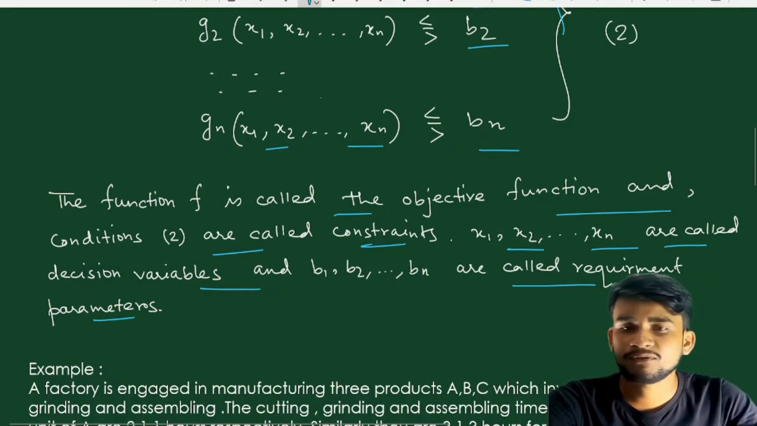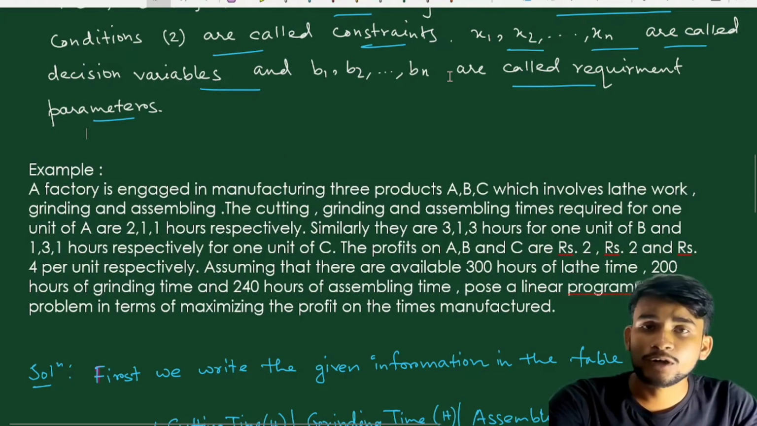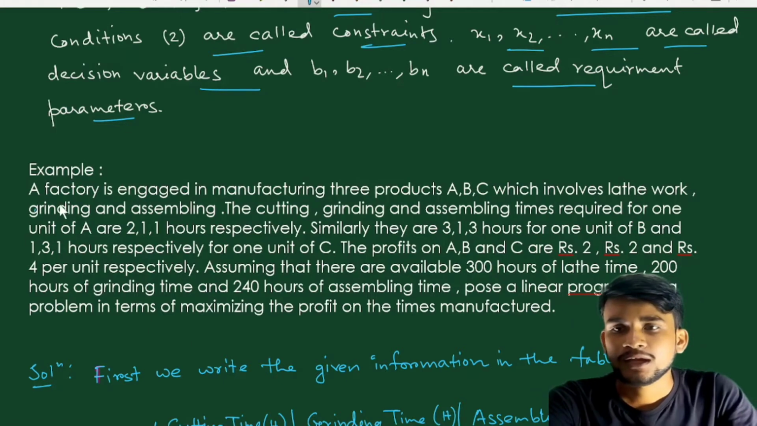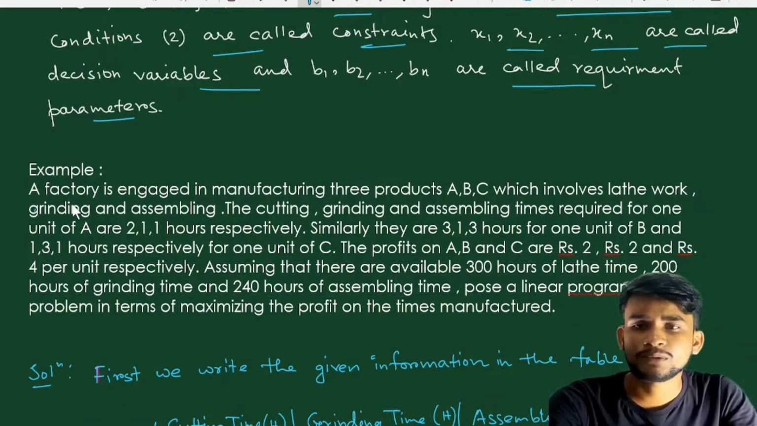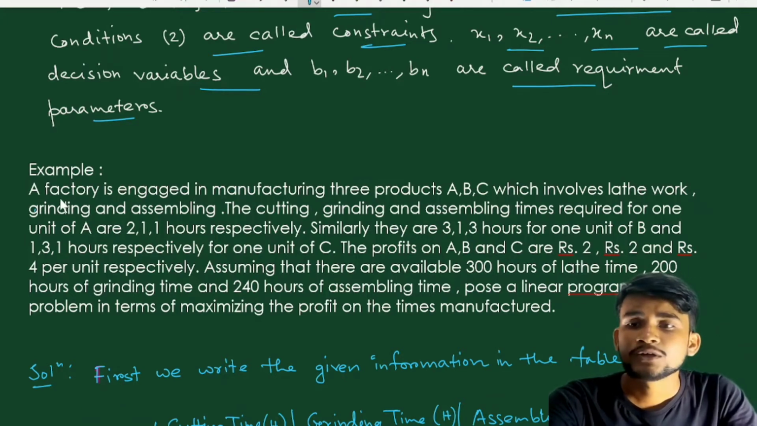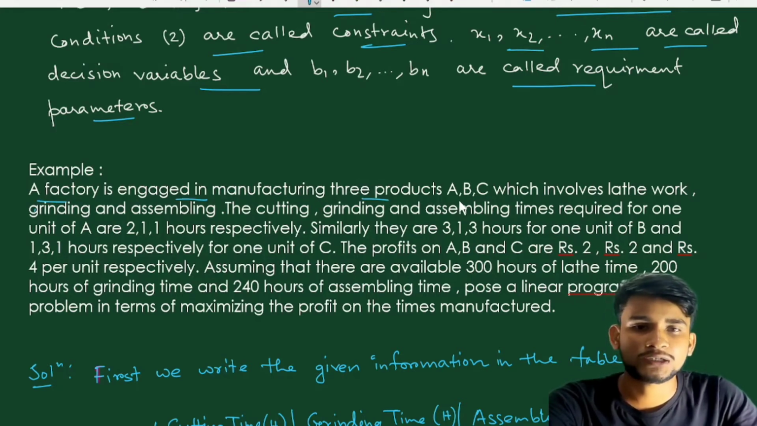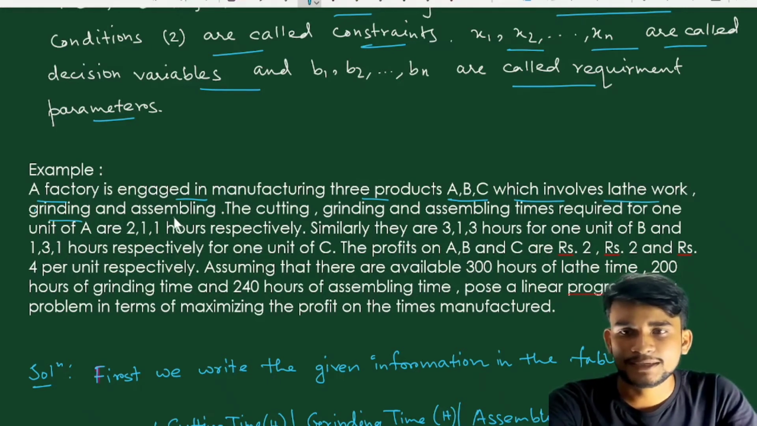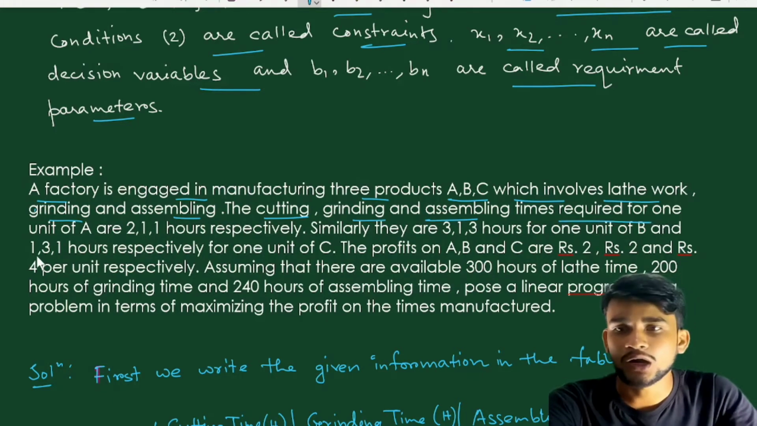Let us take an example first of how to formulate a linear programming problem. I take a very easy example so that you can understand easily. A factory is engaged in manufacturing three products A, B and C, which involve lathe work, grinding and assembling. The cutting, grinding and assembling times required for one unit of A are 2, 1 and 1 hours respectively.